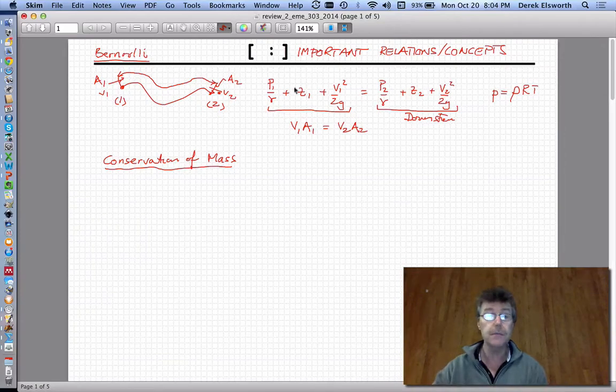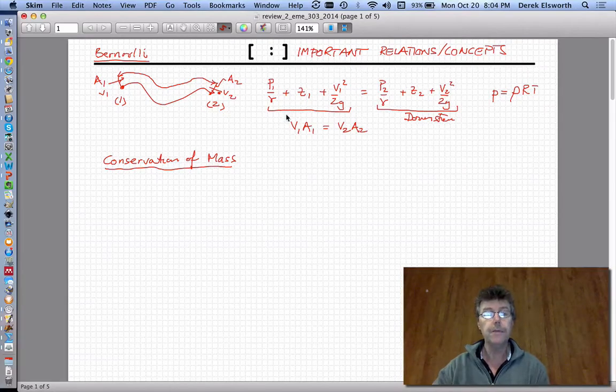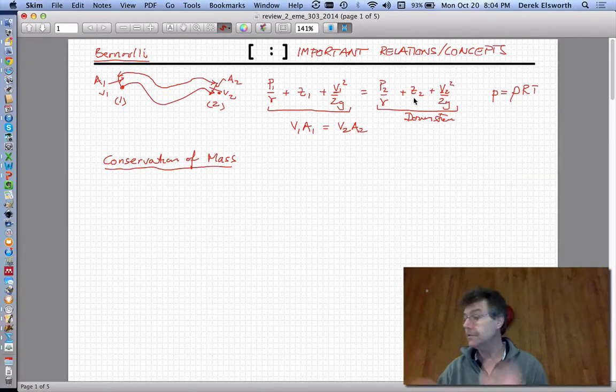Remember that these are all in the same units. I like to write it this way. You might like to write Bernoulli in a different way. This is the absolute way of writing it, not the differential form. Pressure head, elevation head, velocity head at the upstream location, and the complementary variables downstream. The velocity that we measure is a streamline velocity, so it's in the direction of flow. It's kind of important. It's not a vector, it's just a single scalar magnitude which is aligned along the streamline.